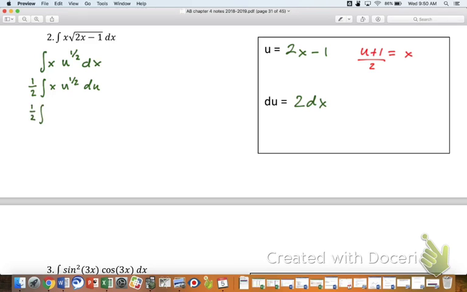I've got my u to the 1/2 from before. I've got my du from before. And now I'm going to replace that x with u plus 1. Got to put it in parentheses. Parentheses are super important here.